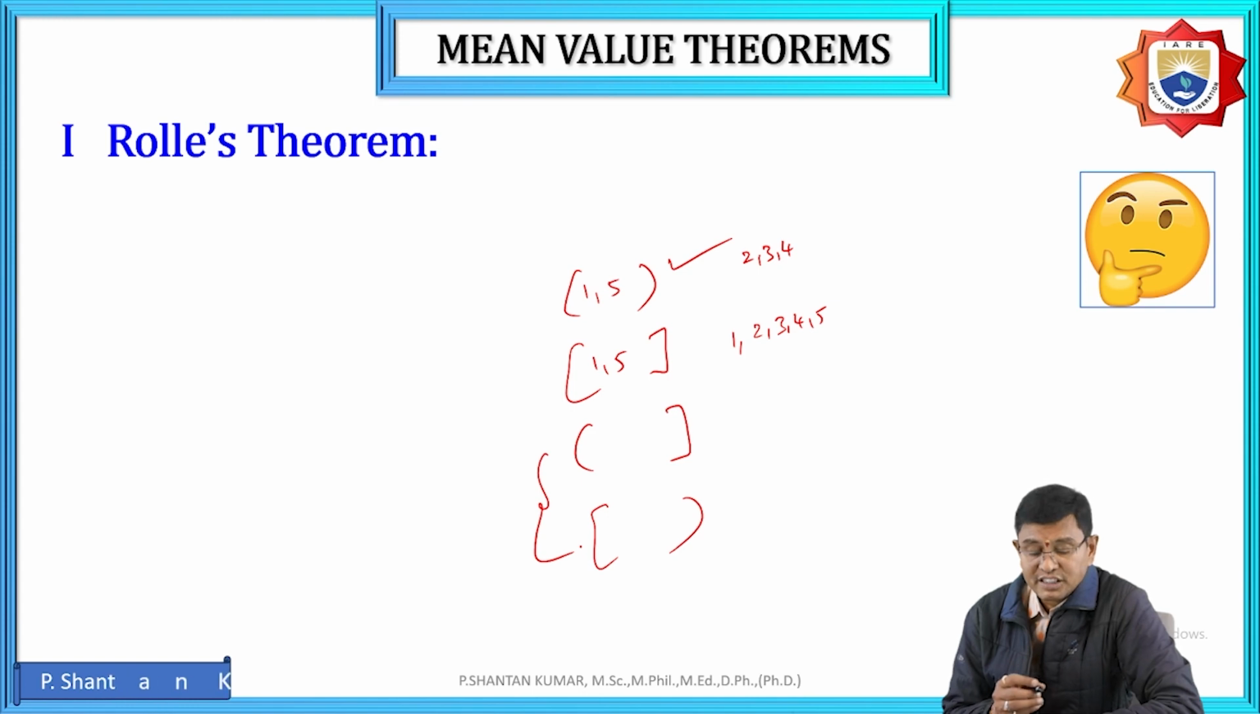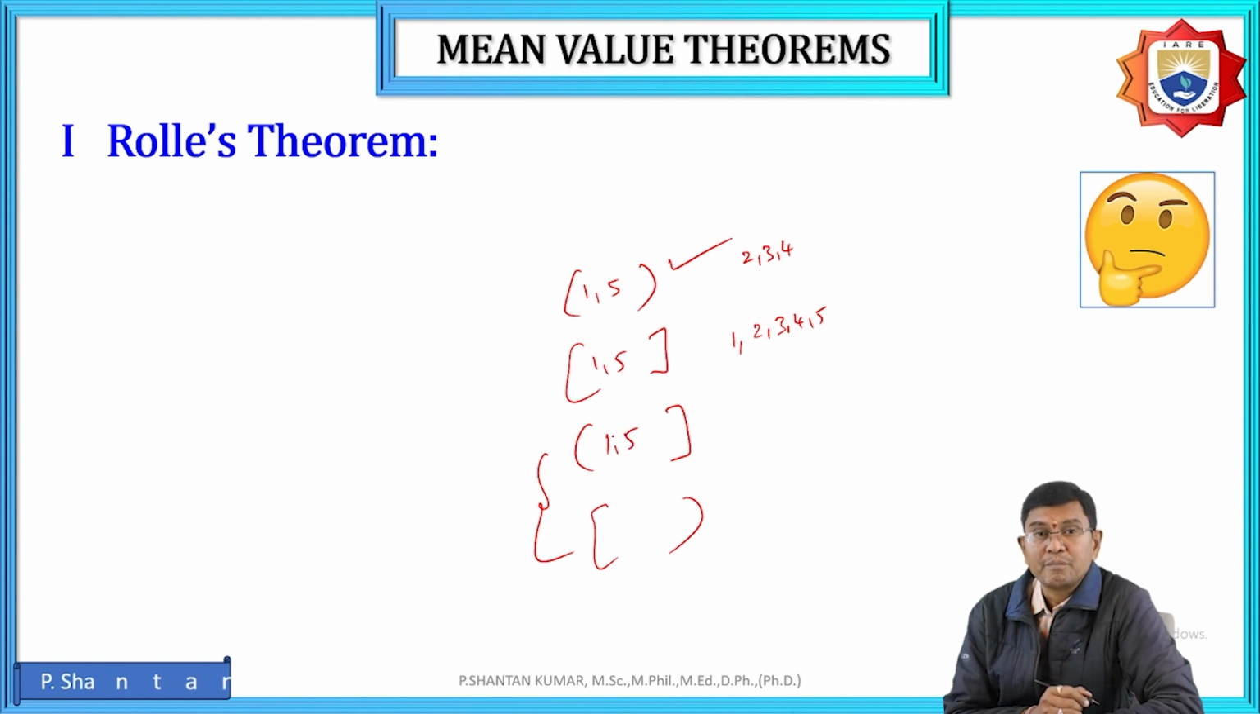A half interval is one side open and the other side closed. For example, 1 comma 5. That means the open side does not include 1, and the 2, 3, 4 are in, and here 5 is closed, meaning 5 is also included. This is the 5 value. And similarly, the other way around, 1 comma 5: including not only 2, 3, 4, and here 1 is also closed.